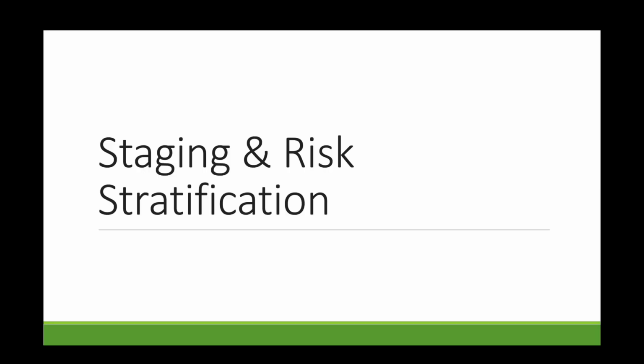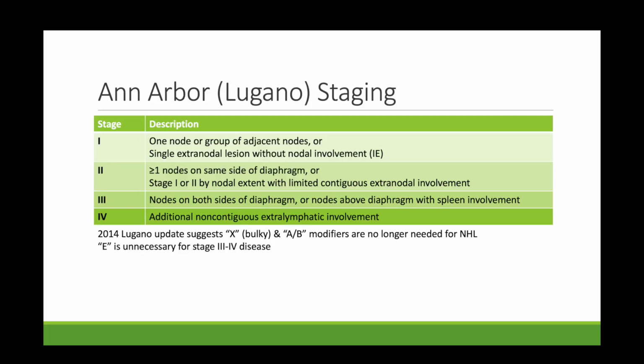Moving on then, let's talk about staging and risk stratification. Non-Hodgkin lymphoma staging is basically identical to what we talked about for Hodgkin lymphoma, if you listened to the overview lecture on Hodgkin lymphoma. It's staged using what is known as the Ann Arbor staging. It's also called Ann Arbor-Lugano because there have been some updates based on the Lugano system. So the diseases are broadly classified as stage 1 through 4.